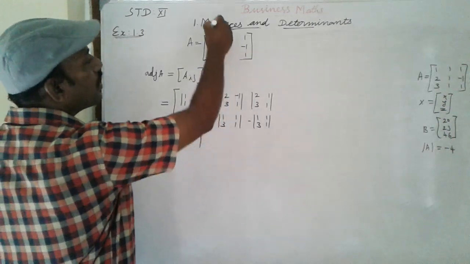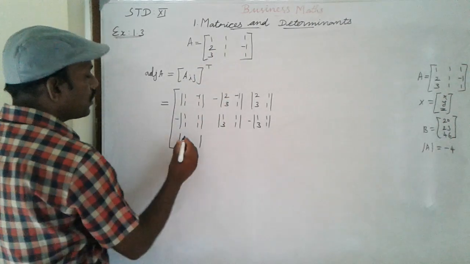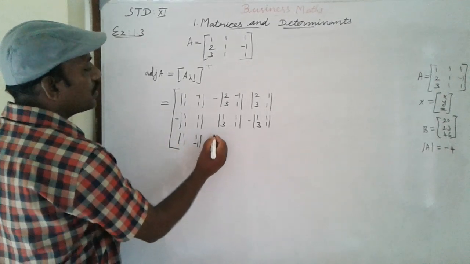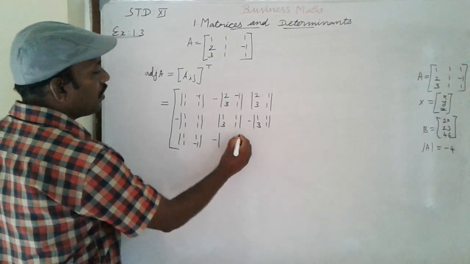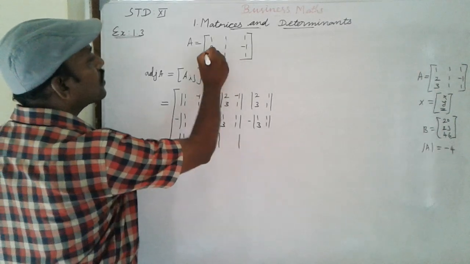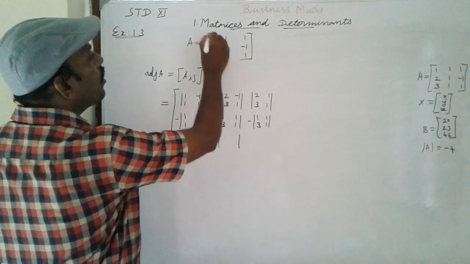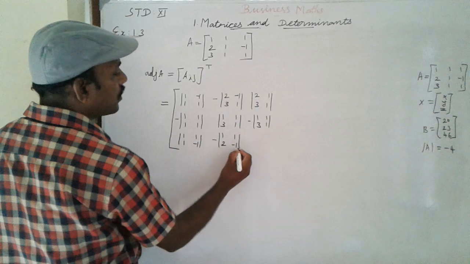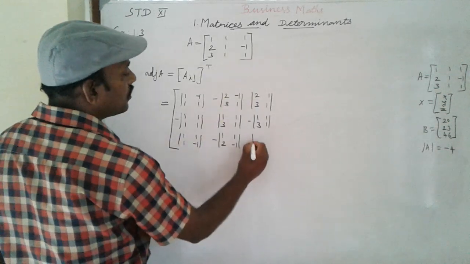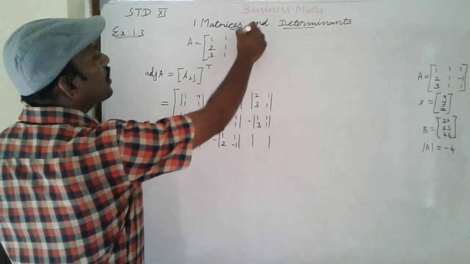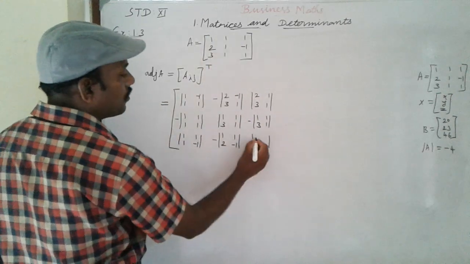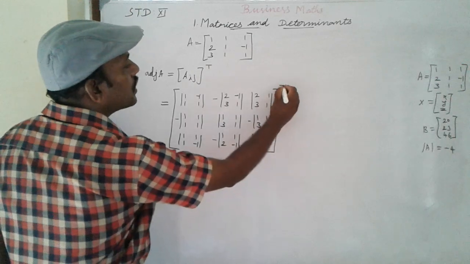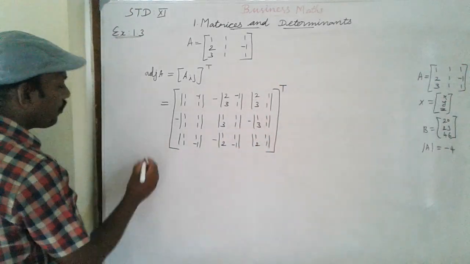Cofactor of 3, the straight row and the column eliminate: 1 1 1 minus 1. Next symbol is minus. Cofactor of 1, the straight row and the column eliminate: 1 1 2 minus 1. Next cofactor of 1, the straight row and the column eliminate: 1 1 2 1. Transpose. It's the adjoint A.